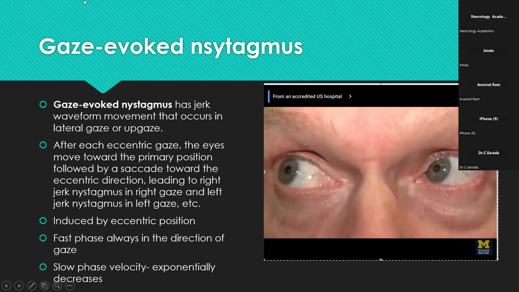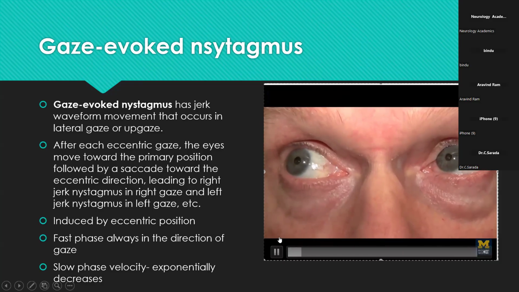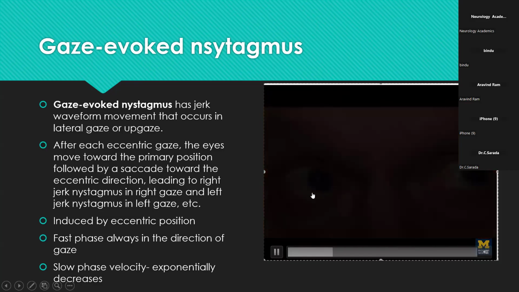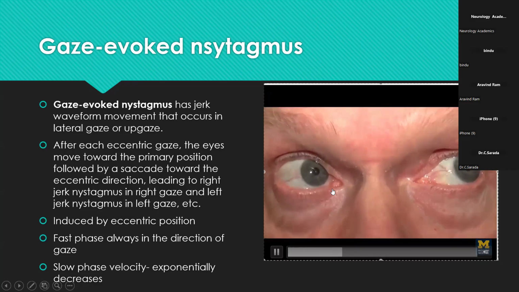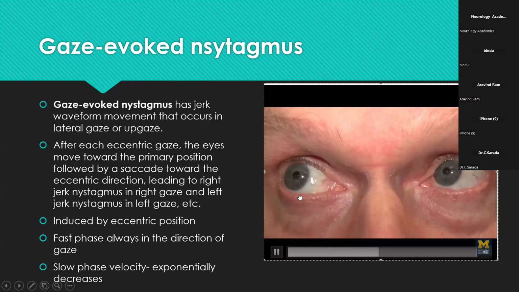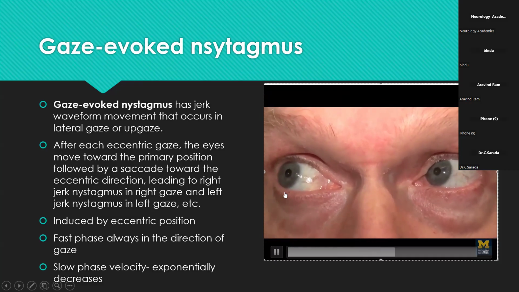Coming to the first type, that is gaze-evoked nystagmus. Gaze-evoked nystagmus has a jerk waveform movement that occurs in lateral or up gaze. After each eccentric gaze, the eyes tend to move toward the primary position, and it is followed by a saccade towards the eccentric direction. As in this video, towards the right gaze, in the primary position there was no nystagmus, and towards the left there is a left beating nystagmus. Again, in the primary position there is no nystagmus, and towards the right there is a right beating nystagmus.